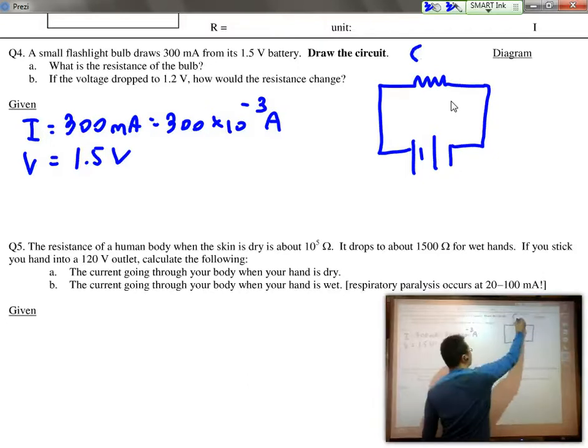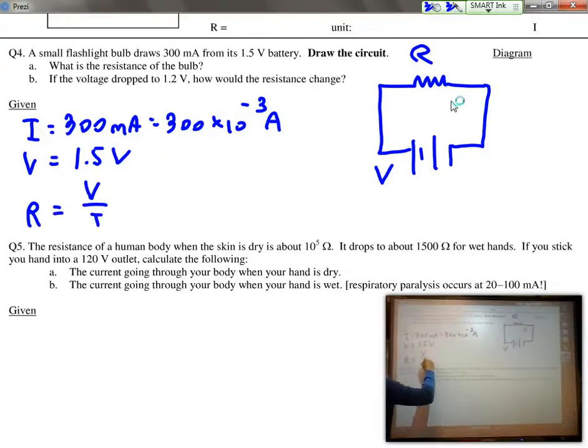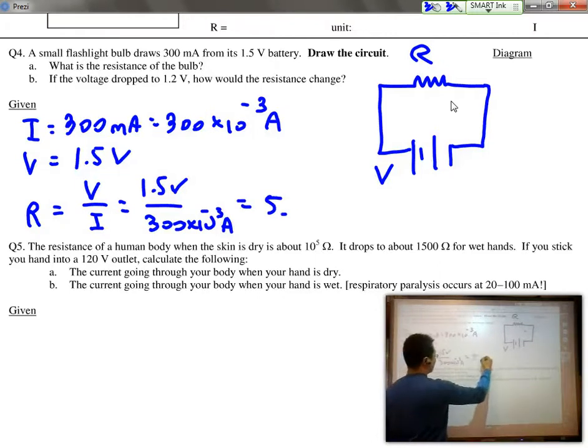I'll label it as R, label this as V. What is the resistance of the bulb? R is equal to V divided by I, so it's equal to 1.5 volts divided by 300 times 10 to the negative third amps, which is really 0.3 amps, so it equals 5 ohms.